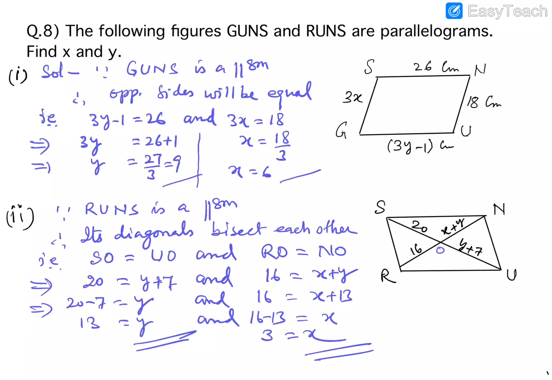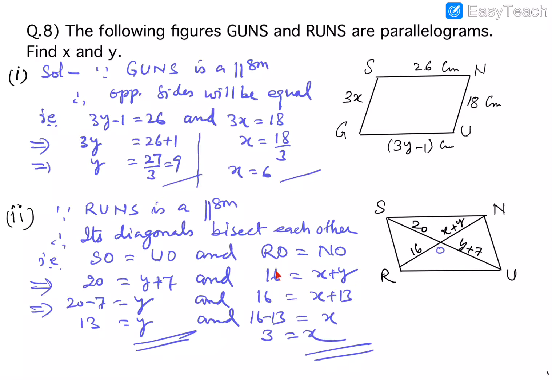Similarly, RUNS is a parallelogram and these are the diagonals. Since diagonals of a parallelogram bisect each other, SO is equal to UO and RO is equal to NO. This gives SO is 20 and UO is y plus 7. So this gives y is equal to 20 minus 7, that is 13. This is a simple equation which is to be solved for y.